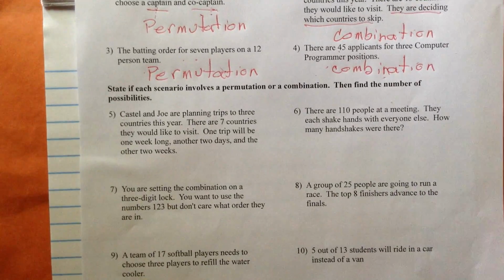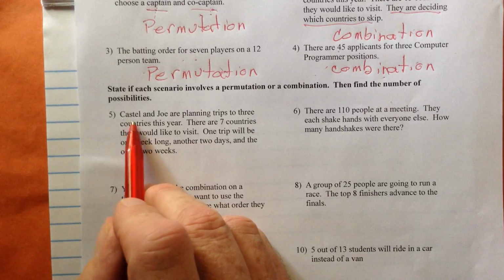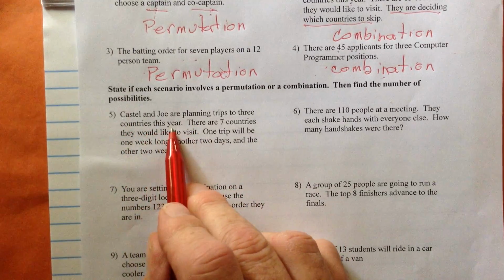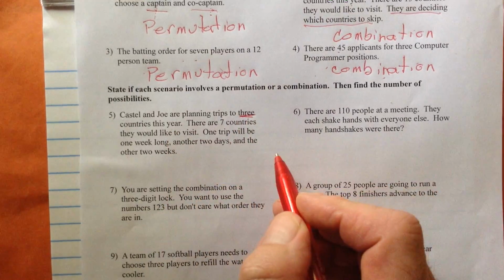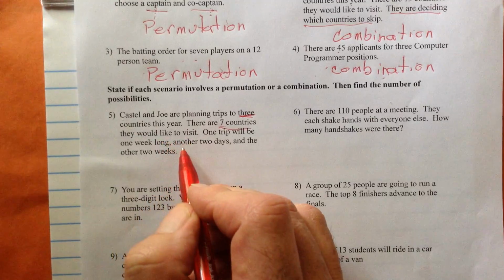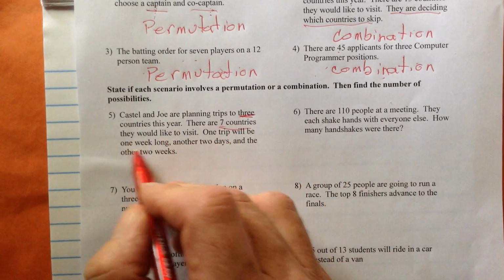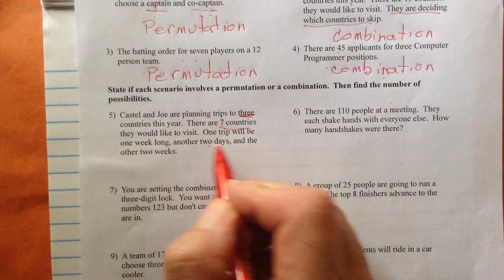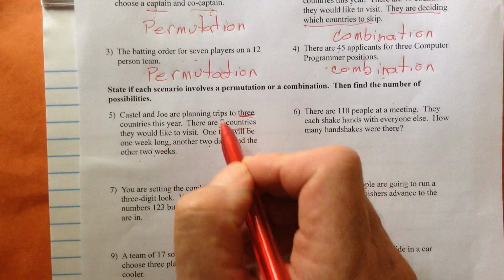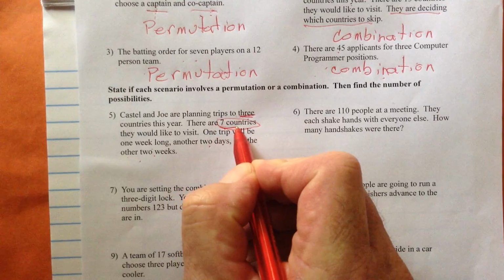Okay, so I'm going to start out with number 5. It says these two people are planning a trip to 3 different countries. There are 7 countries they would like to visit. One trip will be 1 week long, another trip 2 days, and the other trip will be 2 weeks. So I have a set of 7 countries they need to choose from.